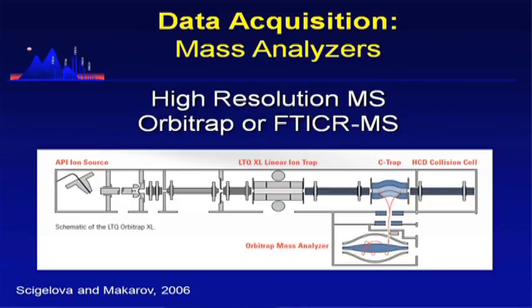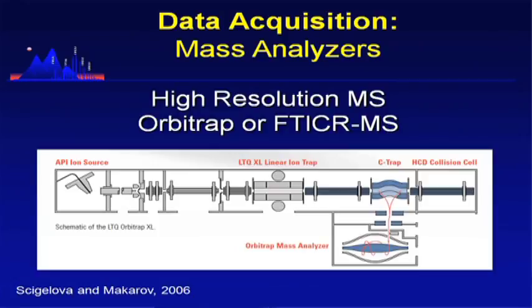This schematic here is of an Orbitrap mass spec. And Orbitraps are very similar to ion traps. This is a relatively new type of technology. This was only released or developed about maybe 4 years ago. So these are relatively new.